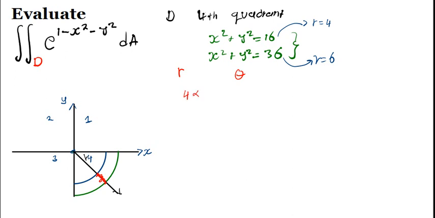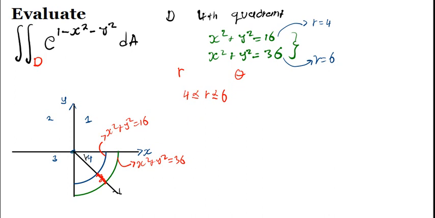Then we say r is less than or equal to 6, and it's just this 6 right here. So this is from the equation x squared plus y squared equals 36 with the radius of 6, and this is from x squared plus y squared equals 16 with the radius of 4. Now we have our limits of integration in terms of r.